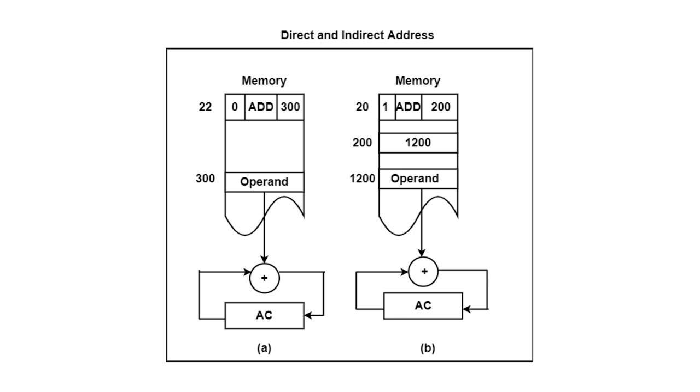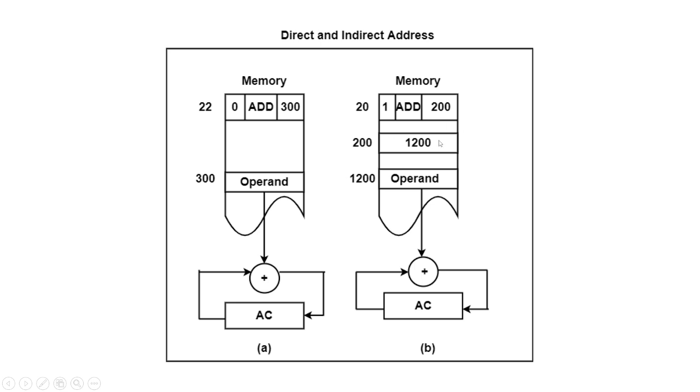In case of direct address, the first bit for the addressing mode will be set to 0. In this example, the address is 300, and the control signal will switch over to the address 300. Here the direct operand is there. The system will perform the operation directly based on the operand. In case of indirect addressing mode, the addressing mode bit will be set to 1, and here the address will be set to 200. The control signal flows to the address 200.